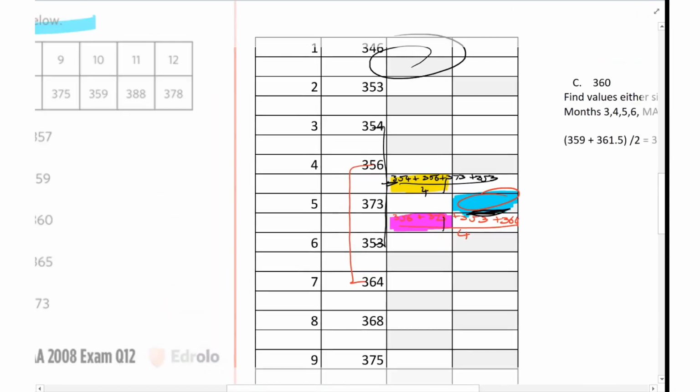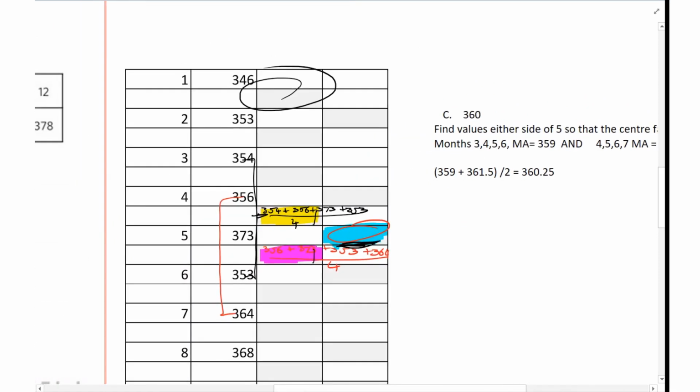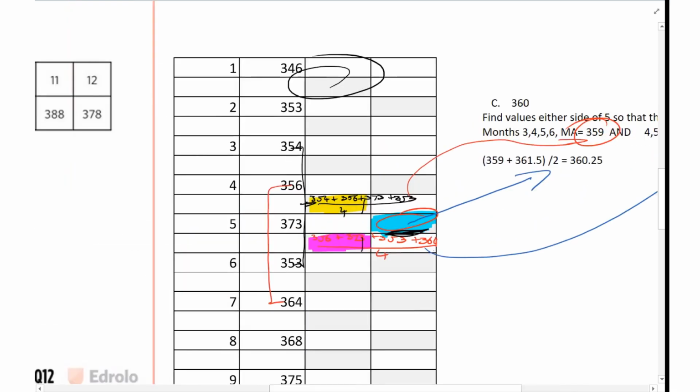So what are the numbers? By doing that, for this one I get 359. For this one, I get 316.5. So here is what I would put in there. So the answer would be C.